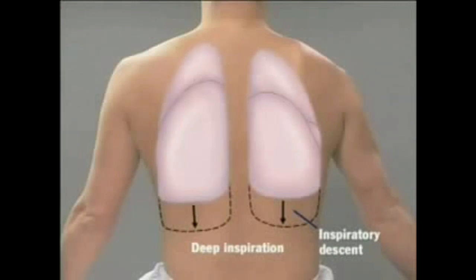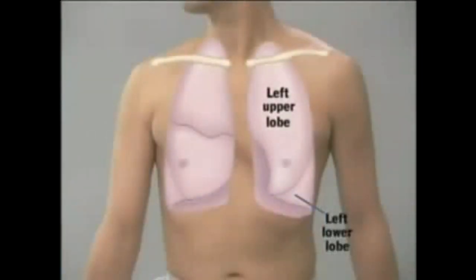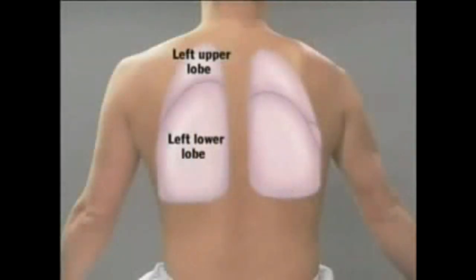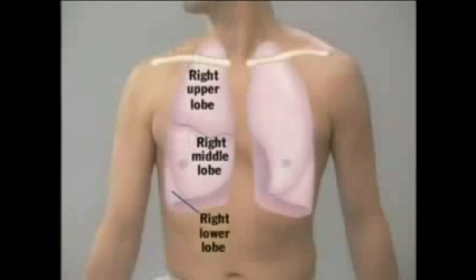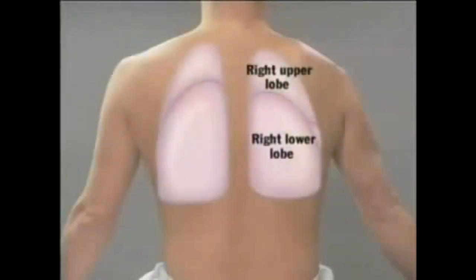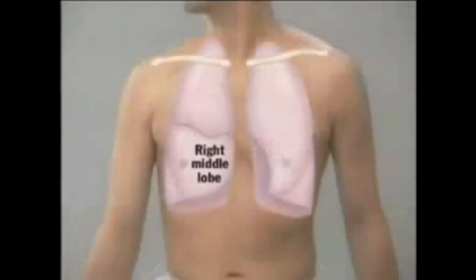The left lung is divided into 2 lobes and looks like this: anteriorly, laterally, and posteriorly. The right lung is divided into 3 lobes and looks like this: anteriorly, laterally, and posteriorly. Note that the right middle lobe underlies the axilla. Later, you will auscultate this third lobe separately.